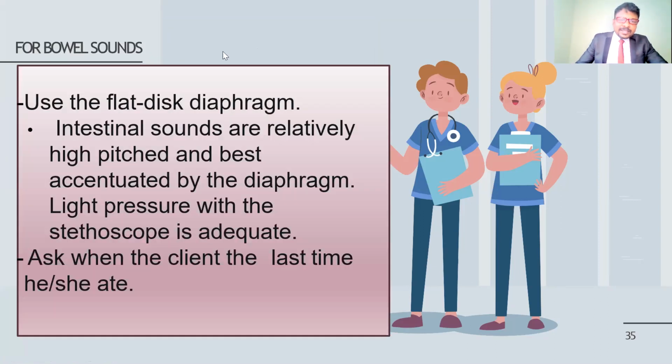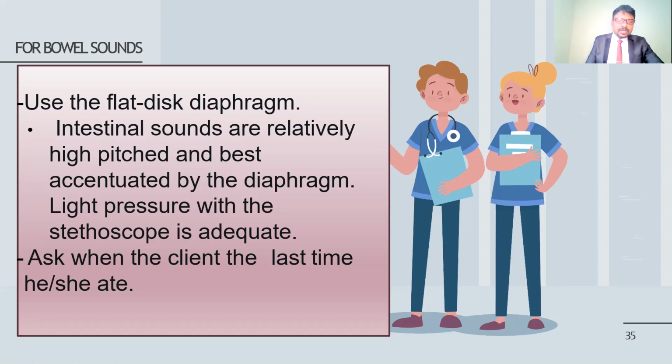Use the flat disc diaphragm. Intestinal sounds are relatively high pitched and best heard with the diaphragm. So with the diaphragm of the stethoscope, we are going to find these bowel sounds. Light pressure with the stethoscope is adequate. No need to put more pressure, no need to press into the intestine and the stomach.